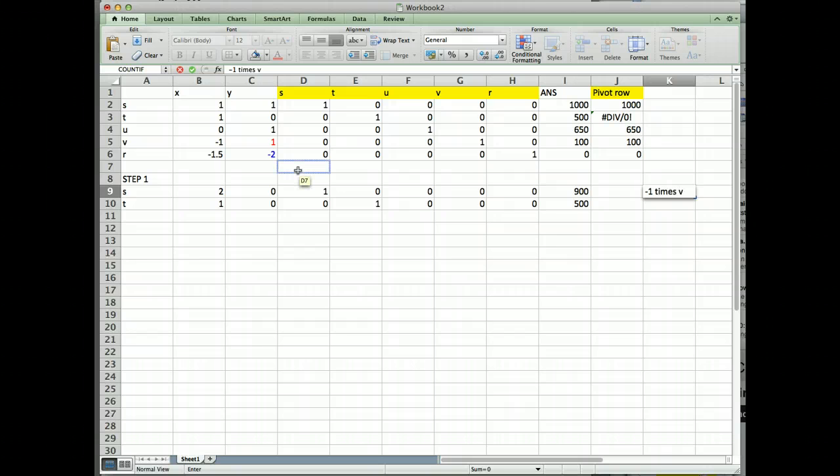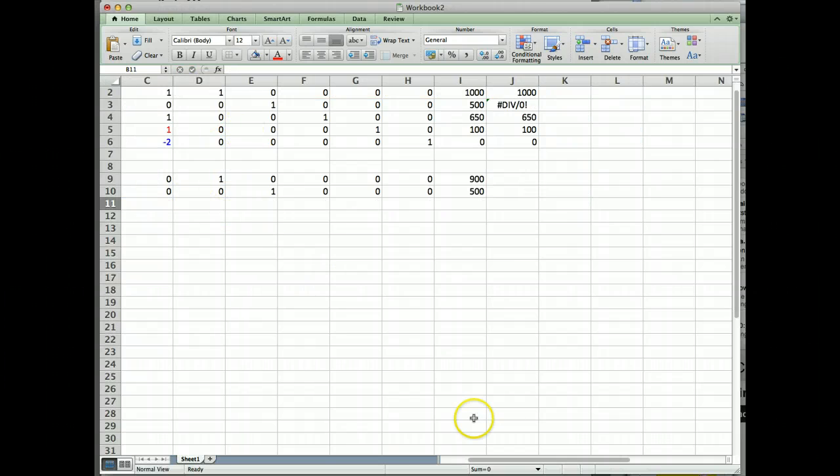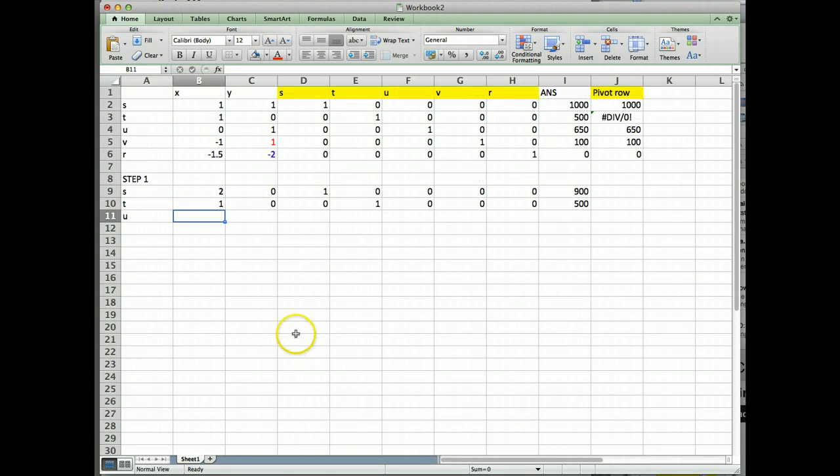Negative 1 times V plus S. It does not like me. It's trying to outsmart me. Dang Excel. Alright, let's create a new U column. Similar idea. U has a positive 1 there. We want to do negative 1 times the V column and add them together. Negative 1 times 1 is negative 1. Negative 1 plus 1 is 0. This cancels out here. That was the idea.